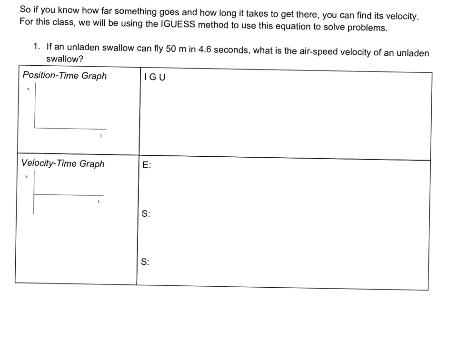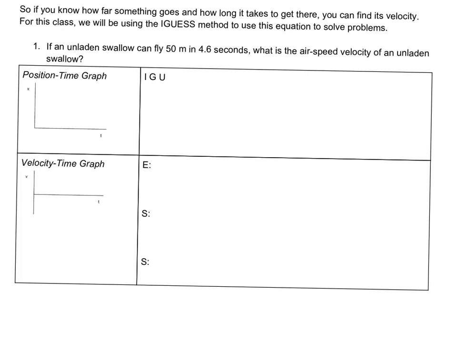So I GUESS stands for I for image, which is just going to be picture. G for givens, where you write down all your given information. U for unknown. E for equation. S for substitution. And S for solution. We're going to start off with this example problem over constant velocity, working our way through that I GUESS method.